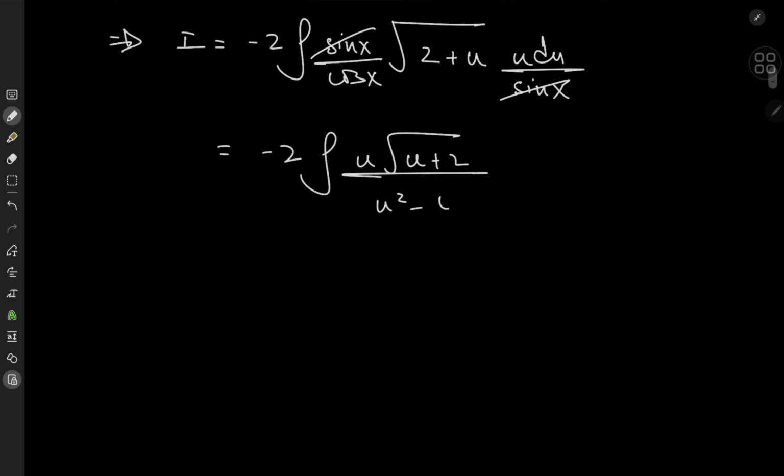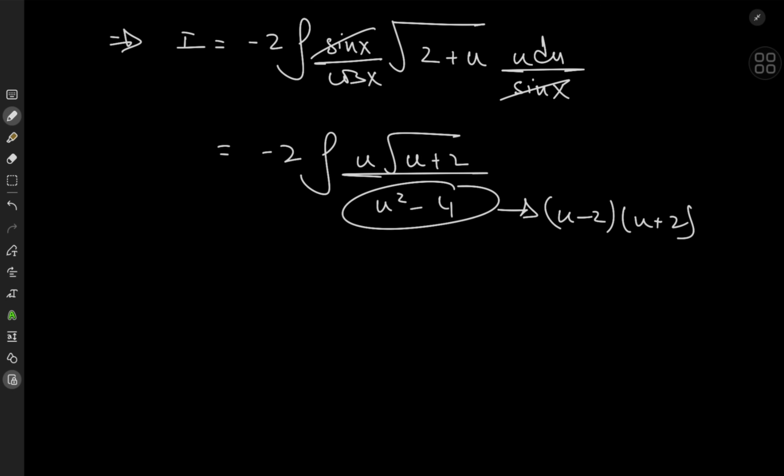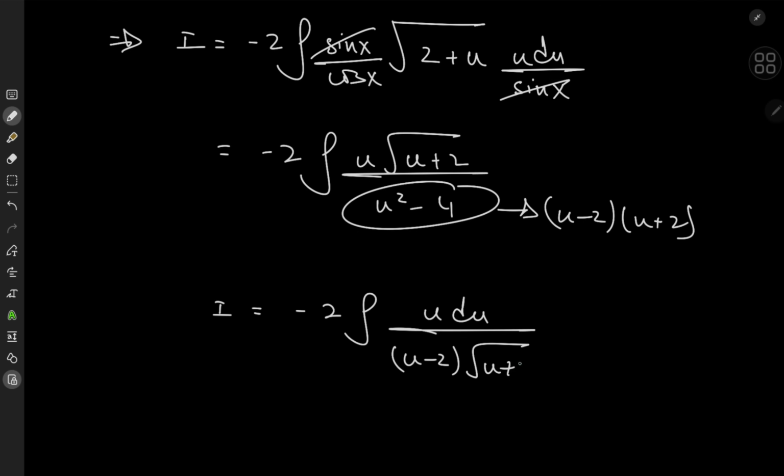So we have u squared minus 4, which does indeed have a nice factorization. That is u minus 2 times u plus 2, which is good because we have root u plus 2 upstairs and u plus 2 downstairs. So that gives us 1 over root u plus 2. So I is now minus 2 times the integral of u du over u minus 2 times root u plus 2.